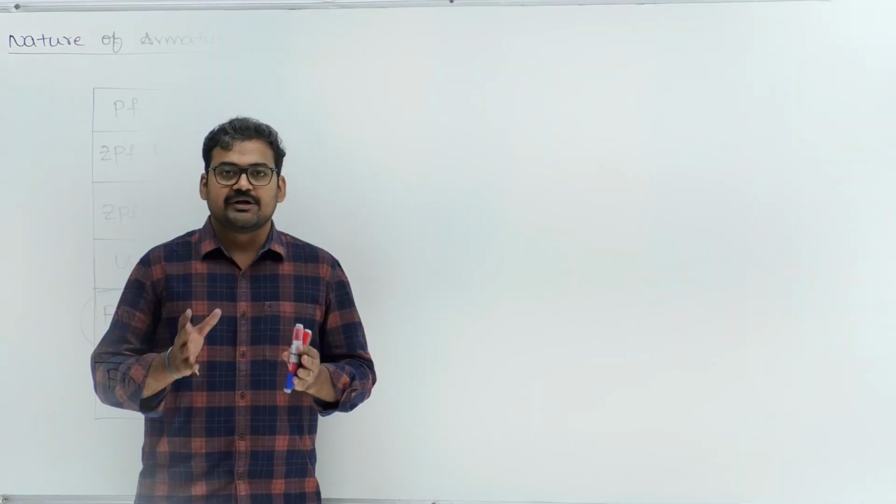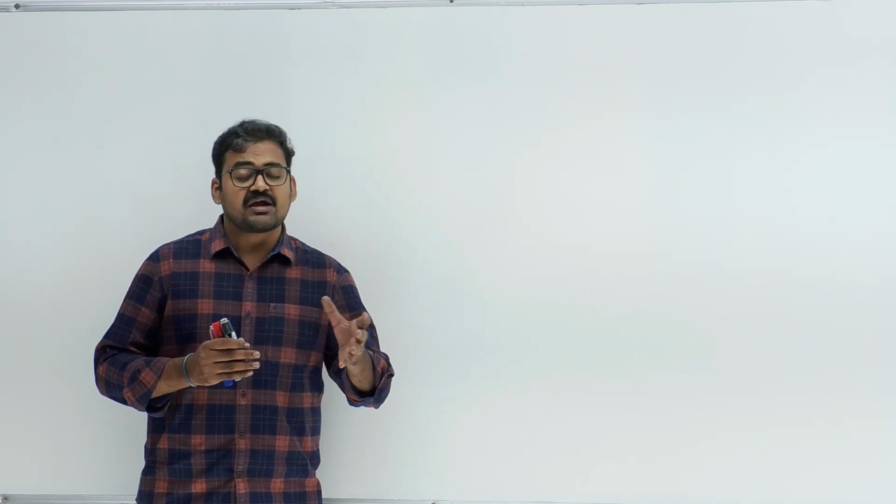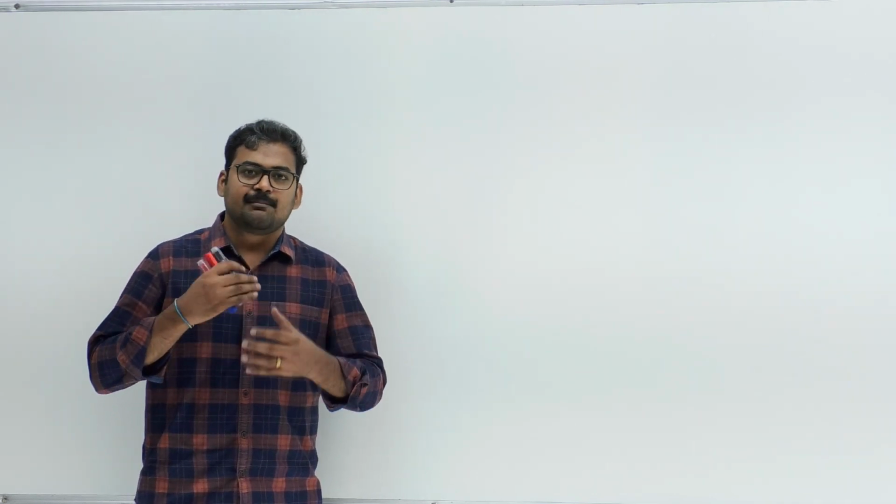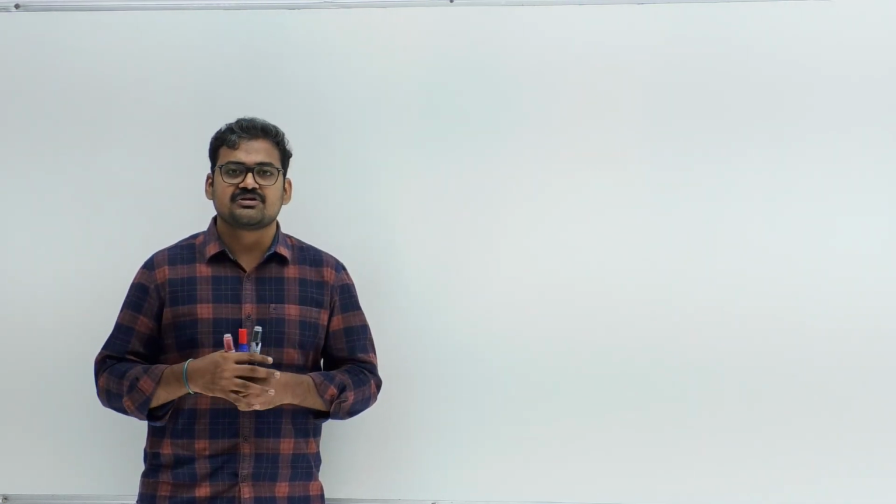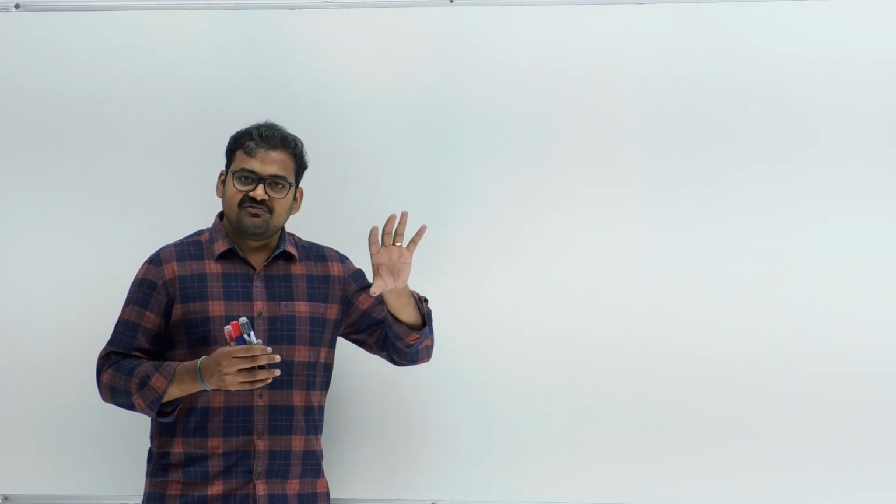All right, now let us try to understand how to observe armature reaction. It may be demagnetizing or cross magnetizing or magnetizing. How to observe armature reaction from the physical aspects of the machine. And there was one question based on this in one of the IES examinations also.